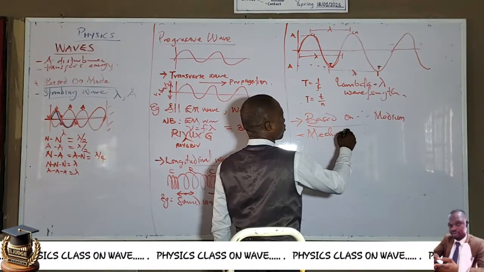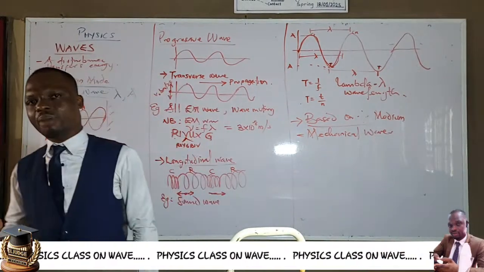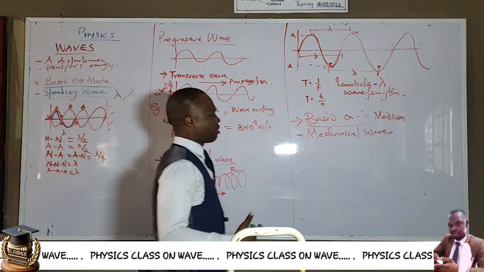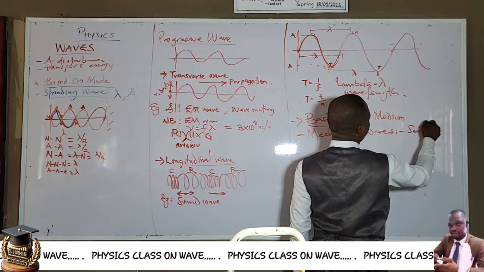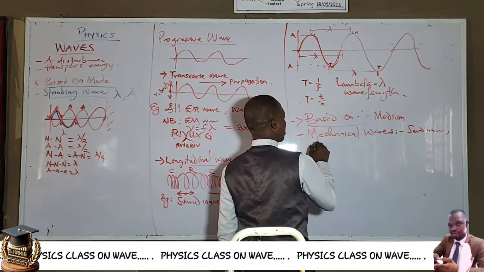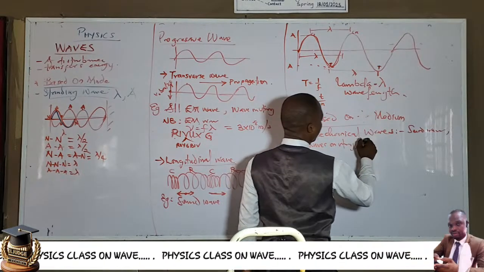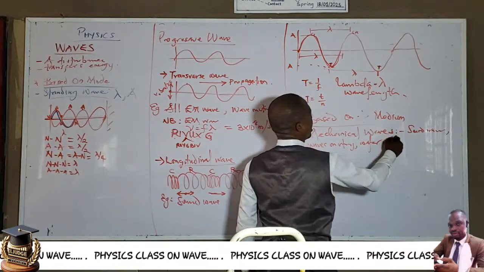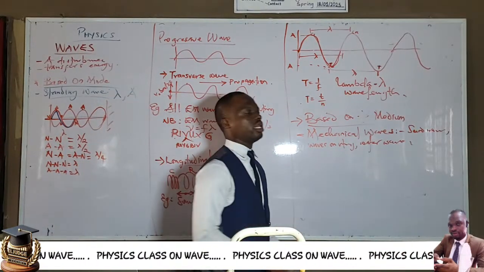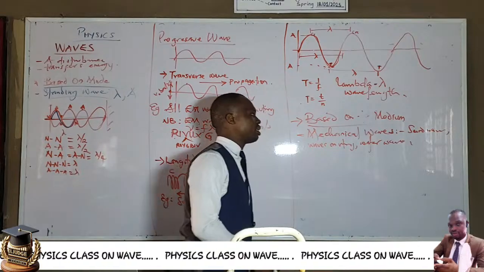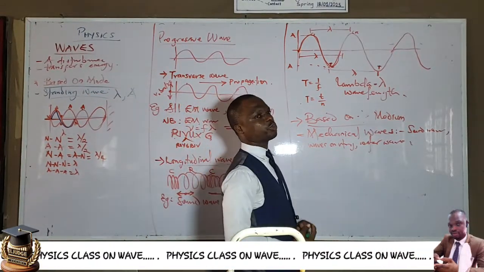Mechanical waves. The mechanical waves are waves that require a material medium for their propagation. When you look at mechanical waves, like sound wave, wave on a string, water wave, these are waves that require a material medium. There must be a medium, be it solid, liquid, or gas, which is needed. Like sound will need air. So it requires a medium for its propagation.